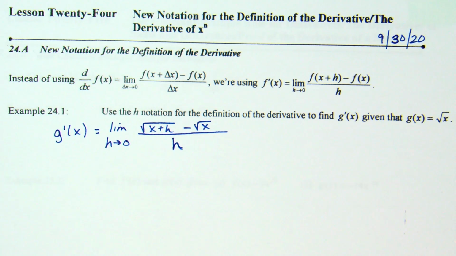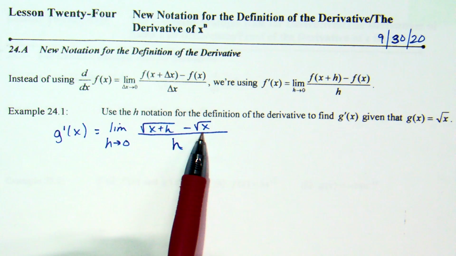Now, what happens if I go ahead and plug in 0 for h right now? You'd get 0 over 0, which is what we call an indeterminate form. We don't know what the limit is when we get 0 over 0. We have to work with it. The square root of x plus h minus square root of x, we need to deal with that.